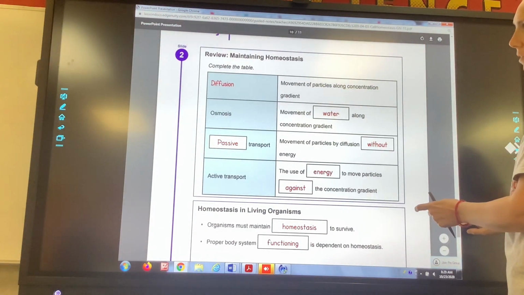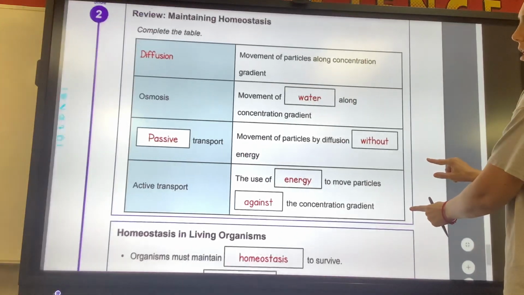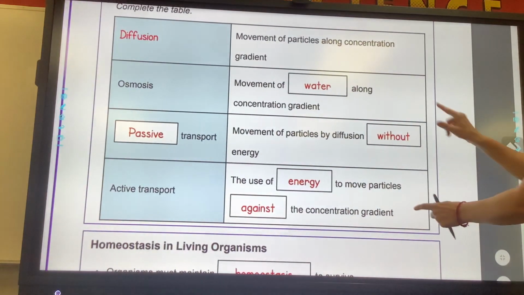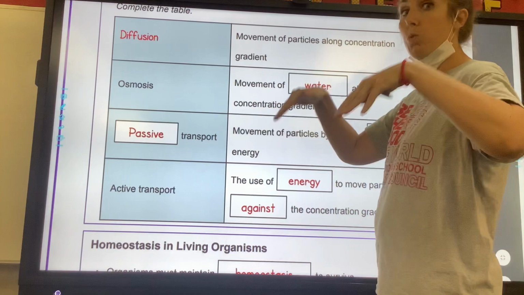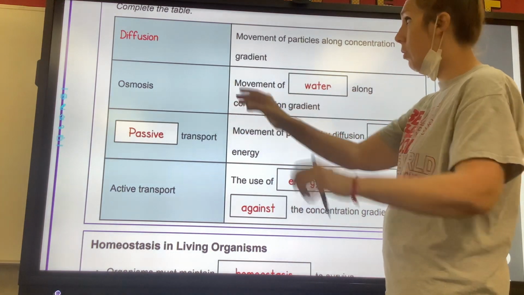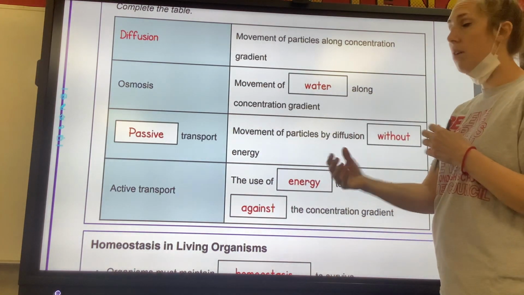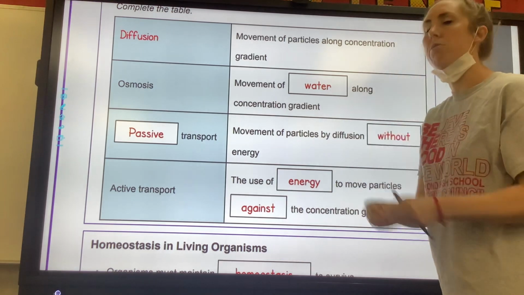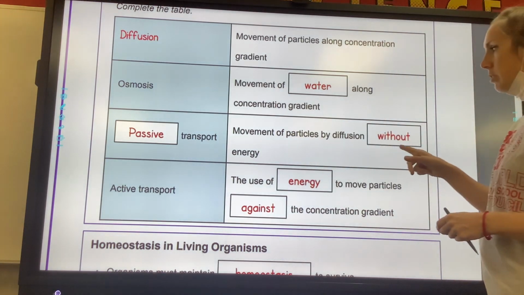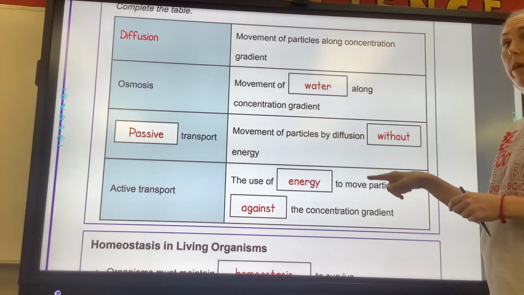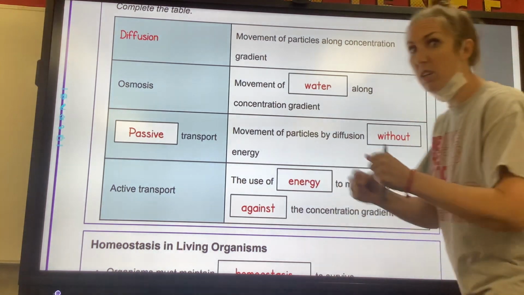Last but not least, the vocab words that you need to know. Diffusion, movement of particles with the concentration gradient from high to low. Osmosis, movement of water. Water's a really small molecule, it can just go in and out through the membrane. Passive does not use energy, without energy. Active, with energy, and you always go against. You're going against the crowd.